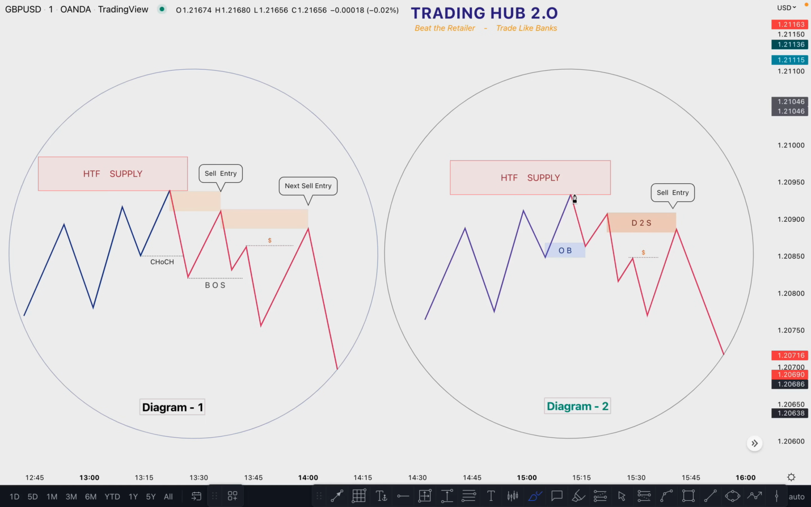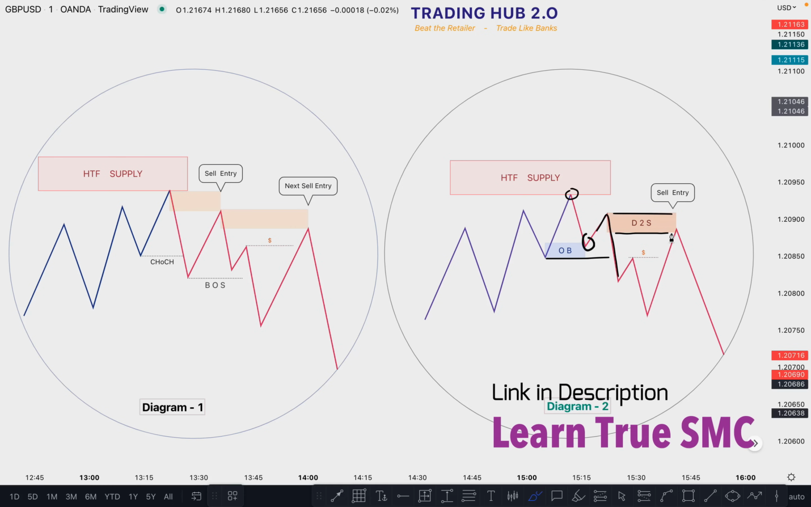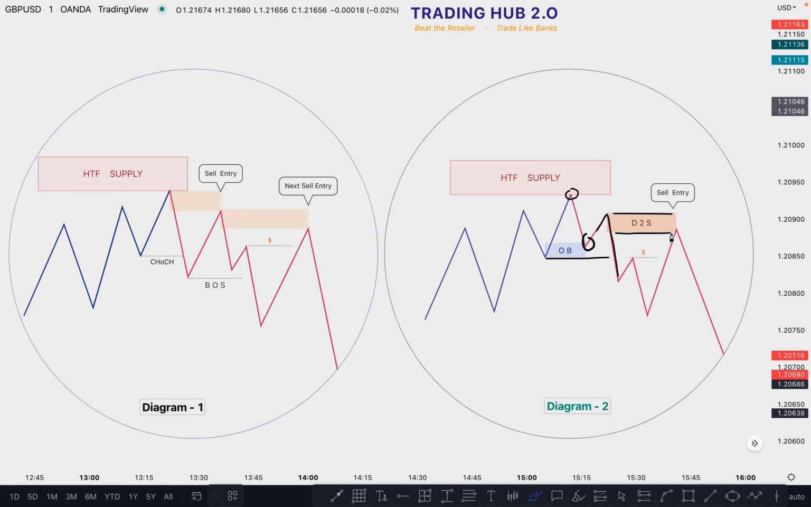Sometimes the same thing happens here: this one is a high and this one is a low, and the market goes higher. In this case you have to wait for confirmation, the break of this low here. So this one is our change of character and this one is our demand zone. When the market taps this demand zone and creates a new structure, a new supply here, this one is also called D2S, demand to supply, and this is our high probability zone for the sell.